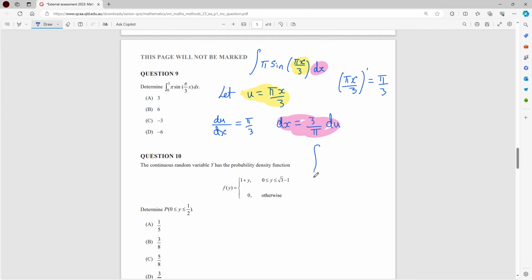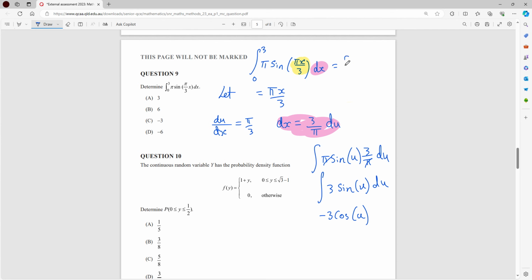So effectively we'd get the integral of pi sine of u times 3 on pi du. You can see those pi's cancel out. So you're effectively integrating 3 sine of u du. That would give you minus cos, so minus 3 cos of u. So that means this integral here, if I rub this out now because we've got a bit more room, and you put the bounds in, 0 to 3, would be minus 3 cos of pi x on 3 from 0 to 3.